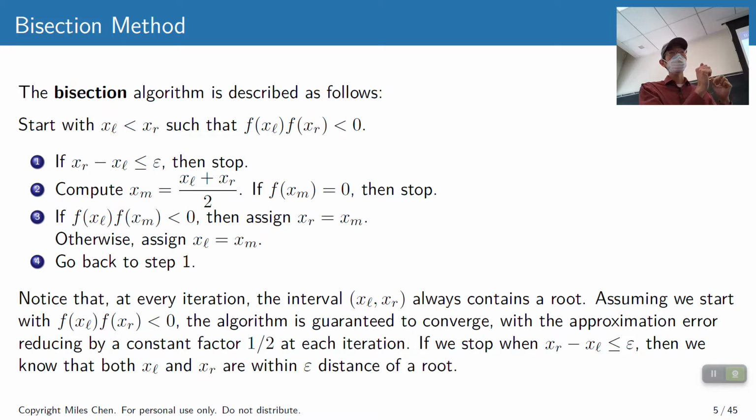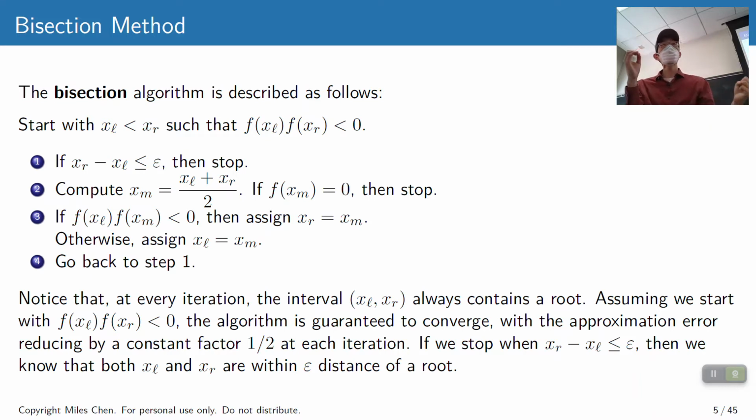And so if f on the left and f at the midpoint have different signs, then your new interval is going to go from left to the midpoint. So the midpoint will become your new right-hand side of the interval. You're going to say x at the midpoint becomes x on the right. And if they have the same sign, so if f at x on the left times f at x at the midpoint is greater than 0, then they have the same sign, which means f at the midpoint and f at the right have to have opposite signs.